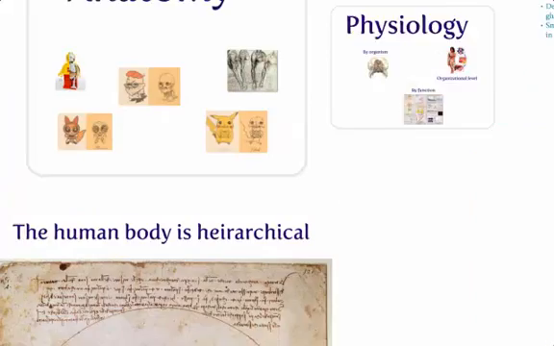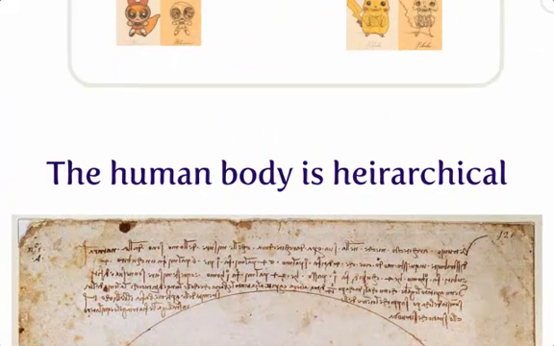So the next thing we're going to do in our examination of the hierarchy of the human body is look at the various levels of organization. Remember I said at the beginning that the human body is structured in multiple levels of organization, like an onion, right? Layer upon layer upon layer.